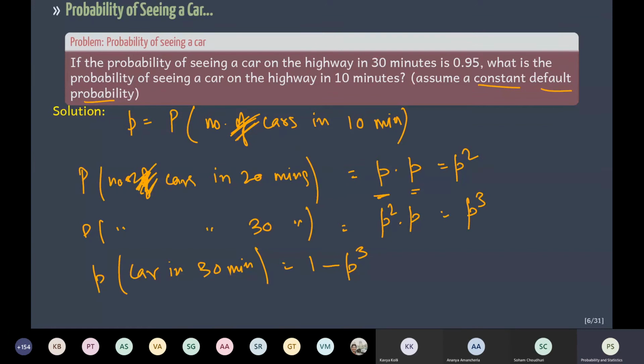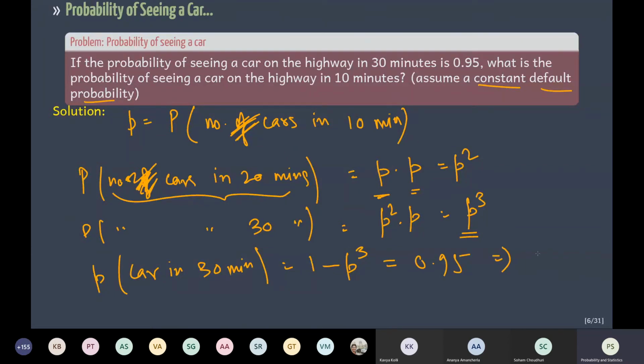Shouldn't it be 1 minus p whole cube? So this is like no cars in 20 minutes. So total is like p cube. Oh, sorry, p is no car. Yeah, so if I expect a car in 30 minutes, then it's 1 minus p cube. So a car in 30 minutes is given to me. So this is like 0.95.